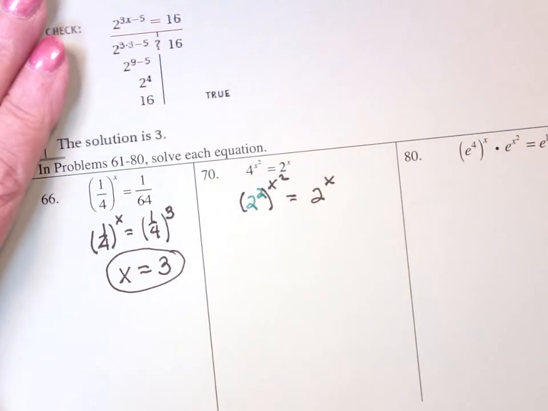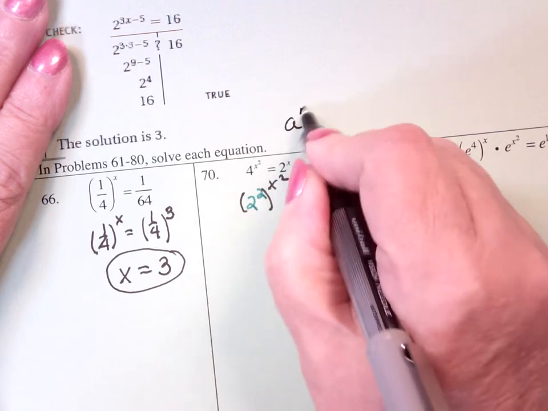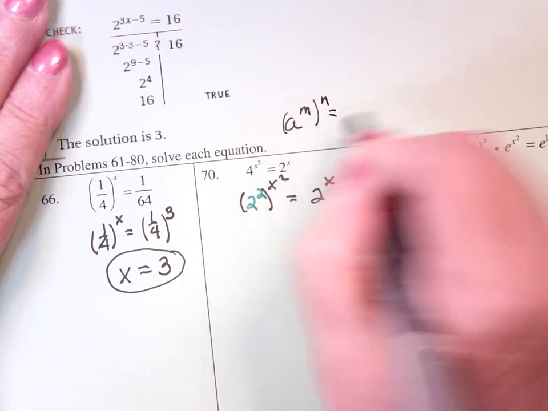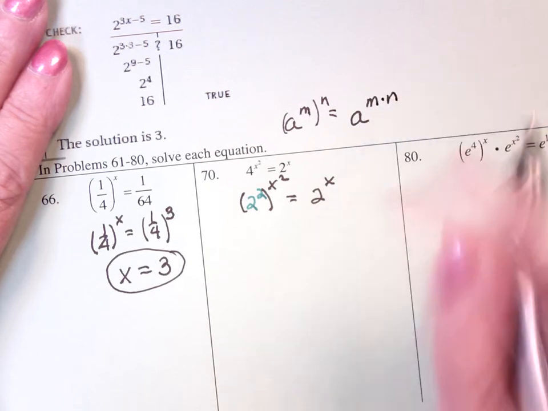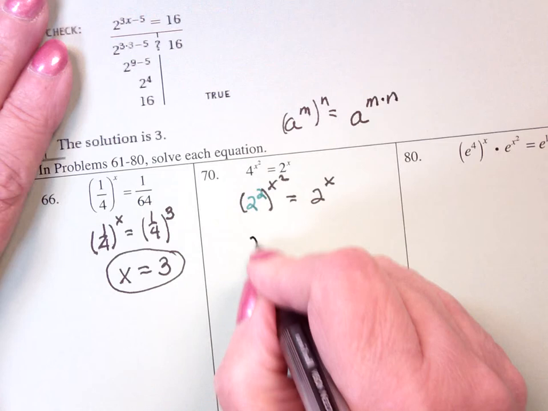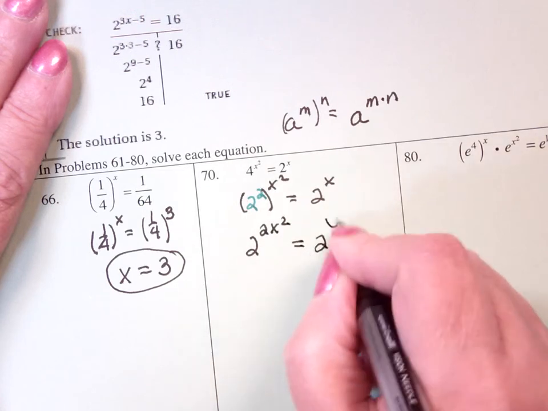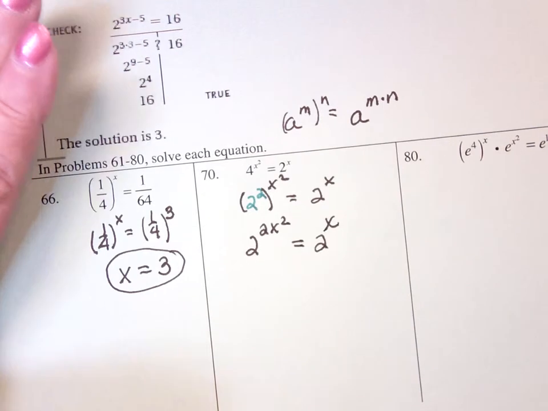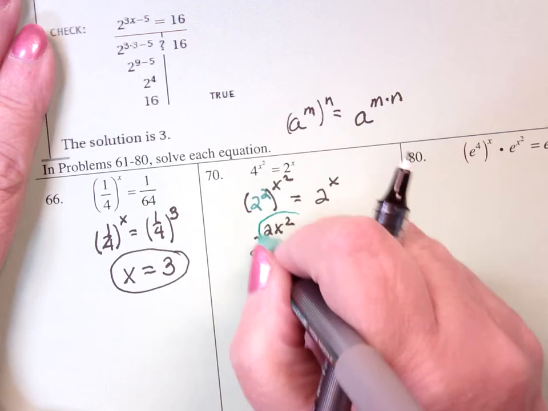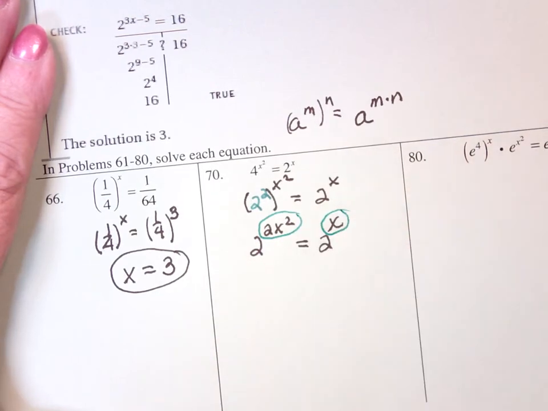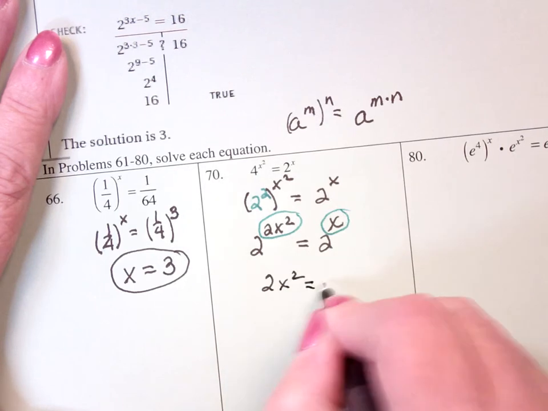Now the properties of exponents says that, remember, you're going to multiply. You have a to the m to the n power is going to be a to the m multiplied times n. You multiply the exponents. So 2 to the 2x squared equals 2 to the x. So now the bases are the same, which means the exponents must be equal, or that 2x squared equals x.